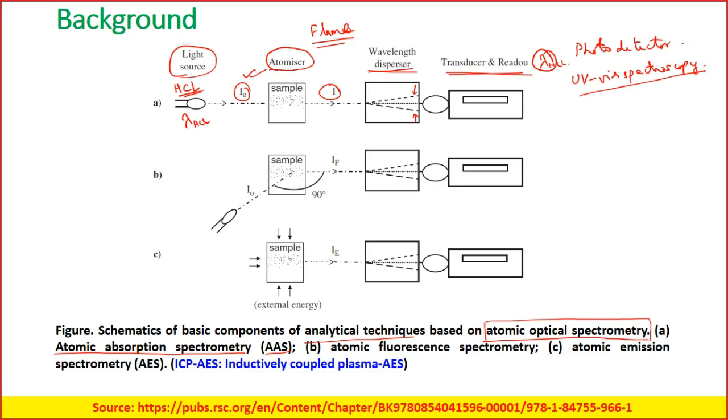Now it can be used for qualitative purposes, where at a particular lambda we can prepare the standard curve for a particular metal ion. Over here we will have the concentration and the absorption, similar to the Beer-Lambert law. From there we can read out the concentration of the unknown solution.